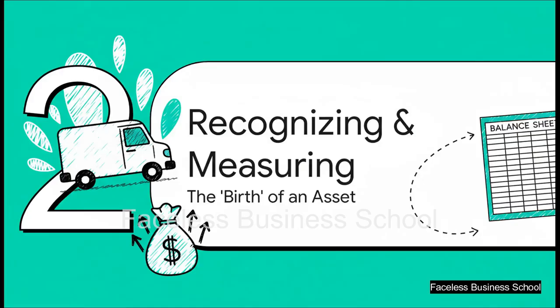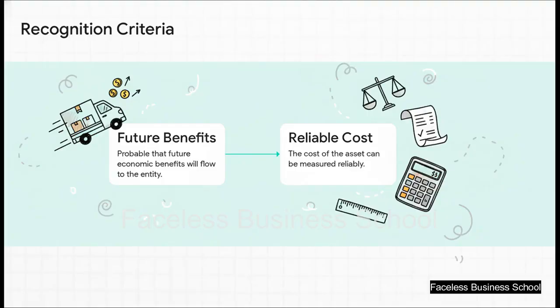Okay, next up, the very first stage. Let's call it the birth of an asset. How does our delivery van officially make its debut on the company's balance sheet? IAS 16 gives us this really clear 2-part test. First, is it probable that this thing will bring future economic benefits to the company? For our van, is it going to help deliver goods and make money? Yeah, for sure. Second, can we measure its cost reliably? Do we know exactly what we paid for it? If you can answer yes to both of those questions, boom, you've got yourself an asset.